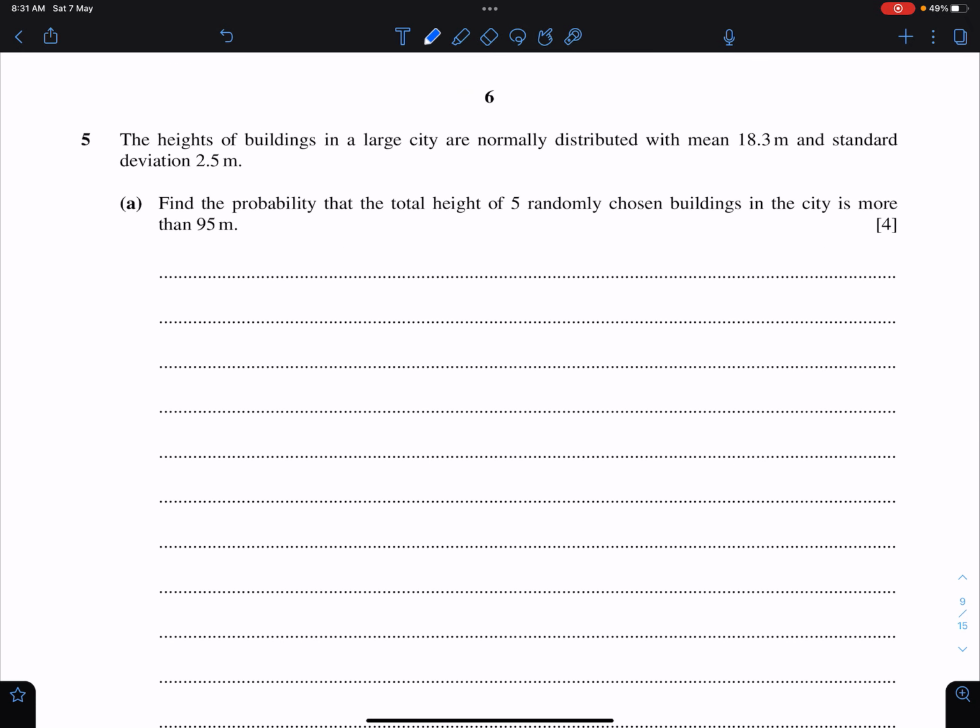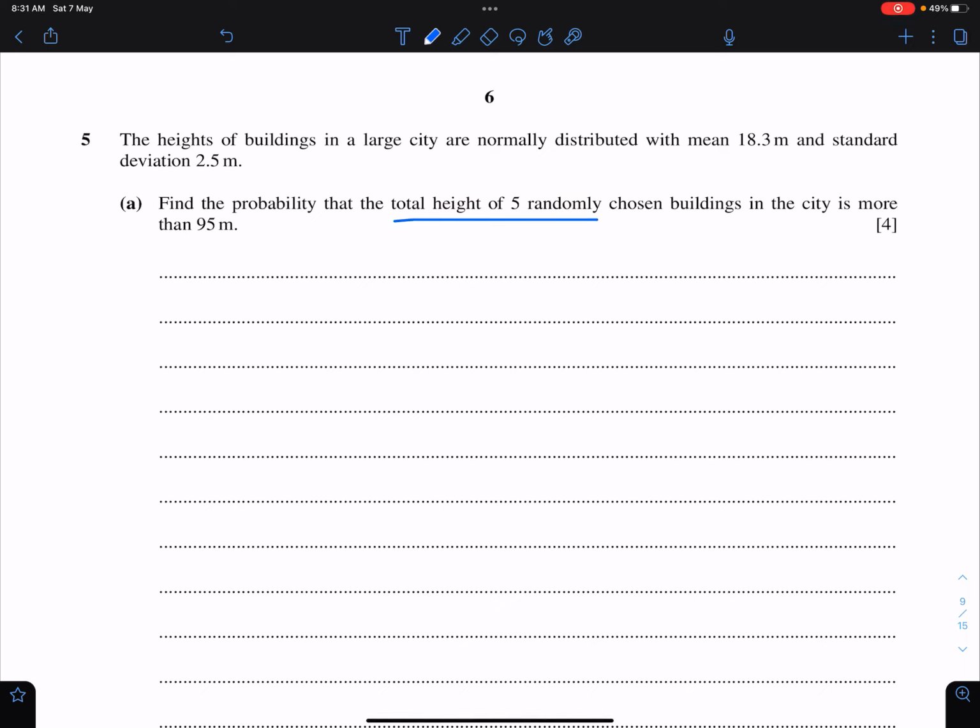Question number 5. The heights of buildings in a large city are normally distributed with mean 18.3 and standard deviation 2.5. Find the probability that the total height of 5 randomly chosen buildings in the city is more than 95 meters. 5 randomly chosen buildings, total height.